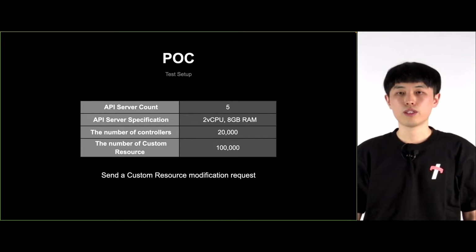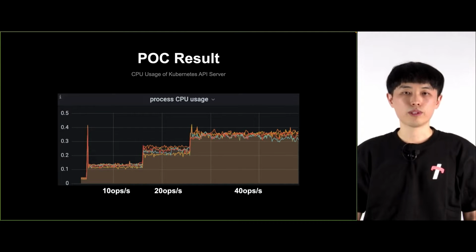So we have set up 5 Kubernetes API servers, and we have generated 20,000 controllers and 100,000 custom resources, and we sent revision requests for custom resources to see the load on the API server. And this is the result.